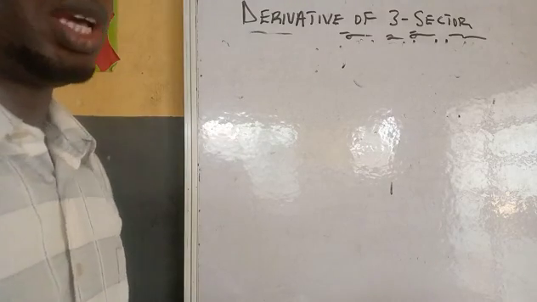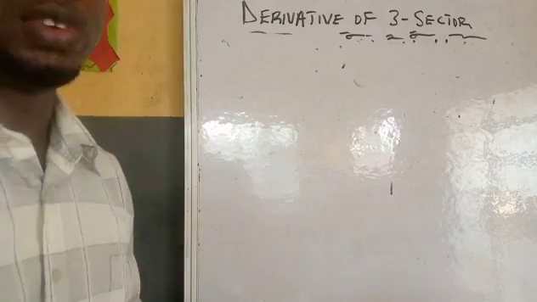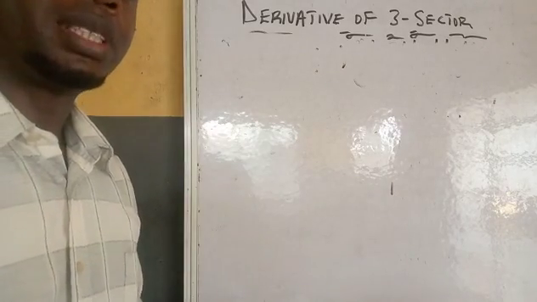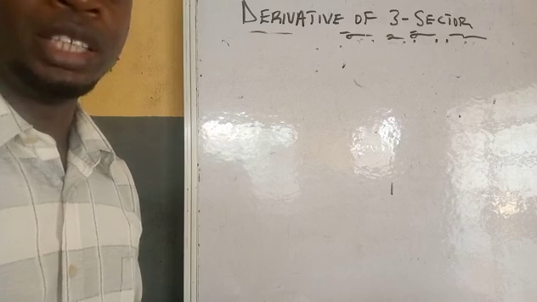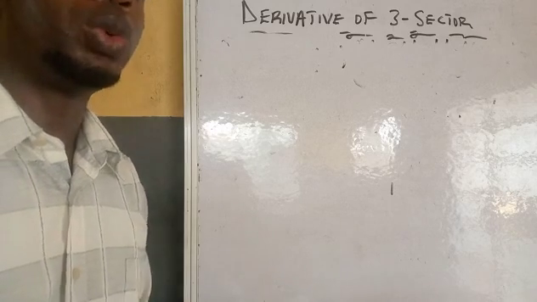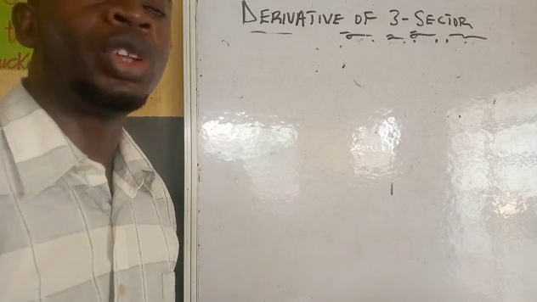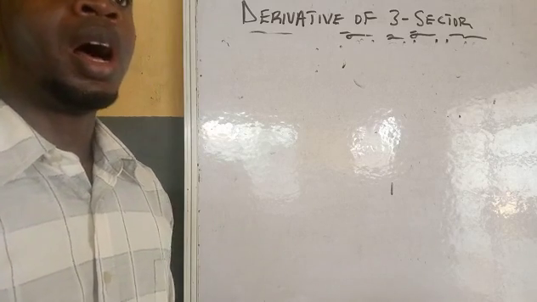Hello class, today we are going to be looking at the derivation of the three-sector model when tax is dependent on income. In our previous video we looked at when tax is not dependent on income.